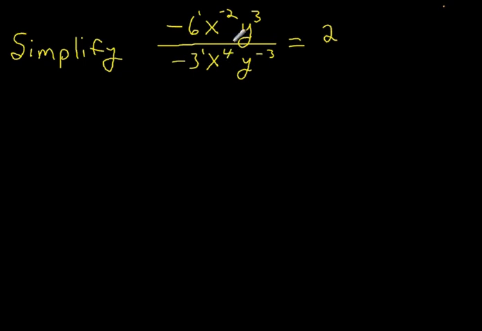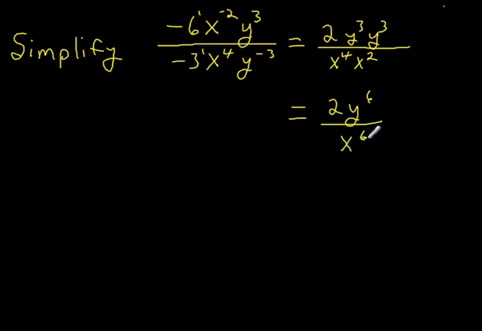Then when I look at my x's, I notice I have a positive exponent on the bottom, but a negative exponent up in the numerator. So I'm going to move that down to the bottom, and what I'm going to have is an x to the 4th, which is already there, and then an x squared, which I moved. I have a y to the 3rd power on top, no reason to move it, but the y to the negative 3 on bottom needs to move up into the numerator as another y to the positive 3. Then I can combine these. I end up with 2y to the 6th over x to the 6th.